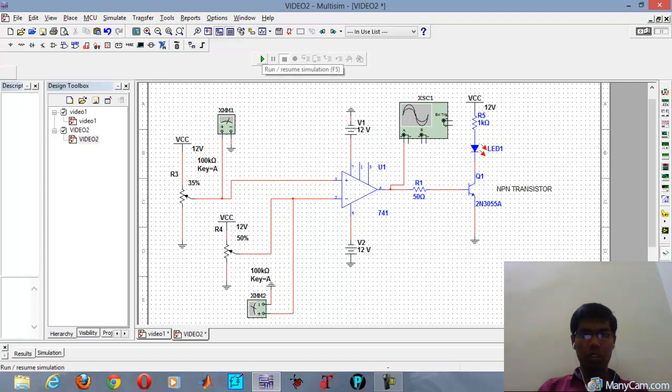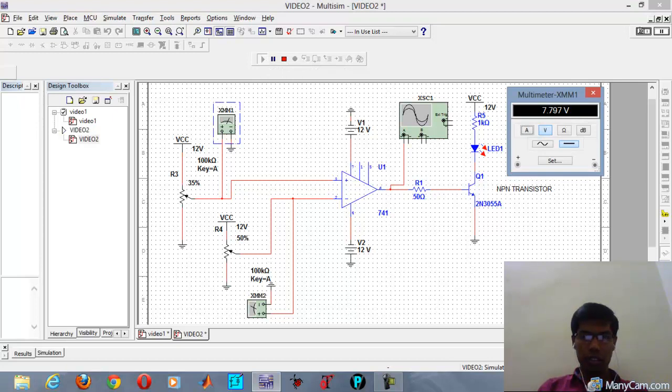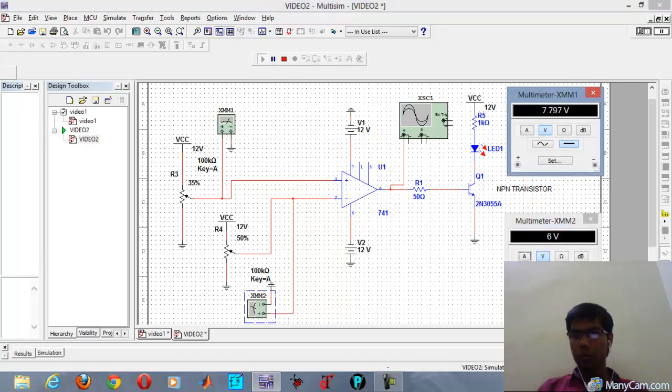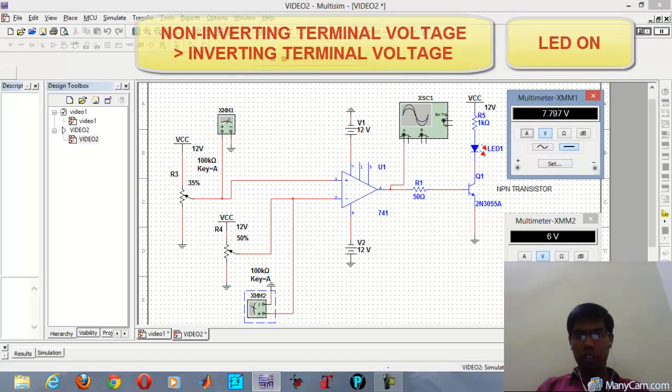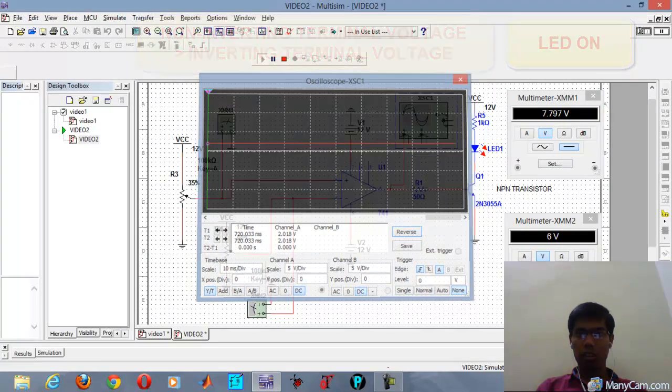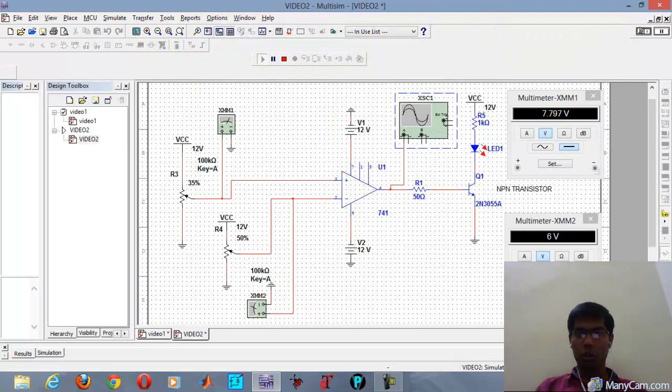Now click on run. This is multimeter. This is the second multimeter. As seen in the multimeter reading, the non-inverting terminal voltage is 7.797, and the inverting terminal voltage is 6 volt. Meaning the non-inverting terminal voltage is higher than the inverting terminal voltage, so the output of the op amp becomes positive. So the LED glows.